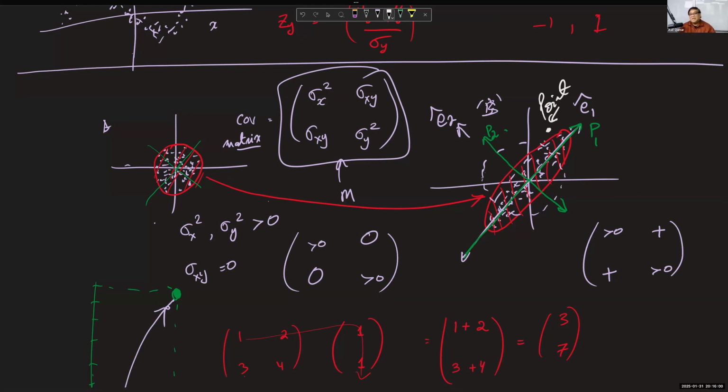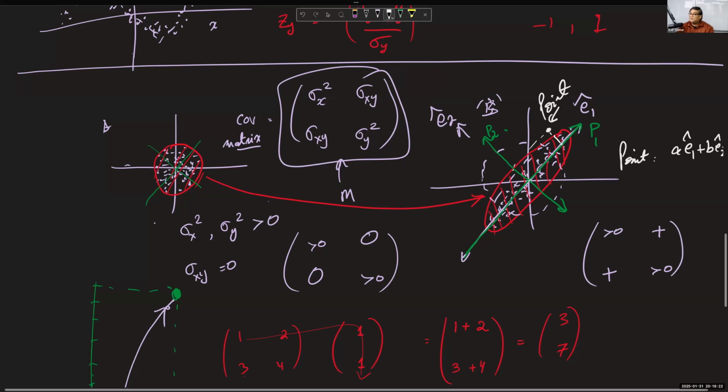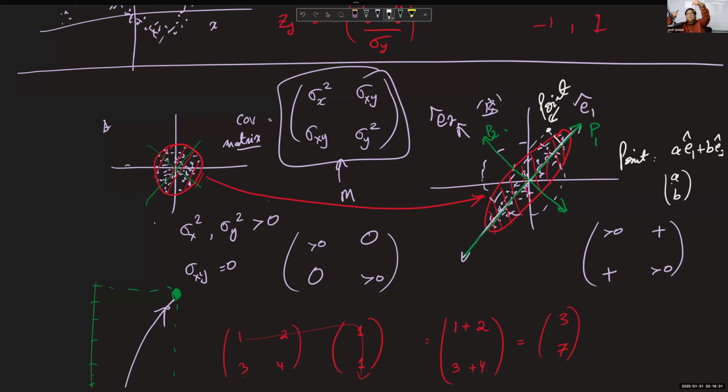This guy, right? Every point has an XY location, but you can also find its location with respect to E1 and E2 along this new axis, new principal axis, right? You can say that this point has some value A E1 plus B E2, isn't it? Or more formally, we can write it as (A, B), except that you're in this other vector space spanned by E1 and E2. Are we together?